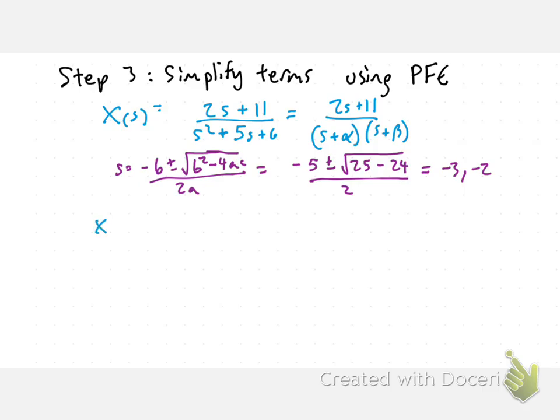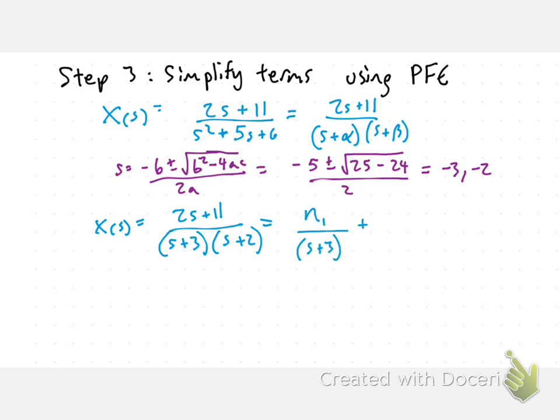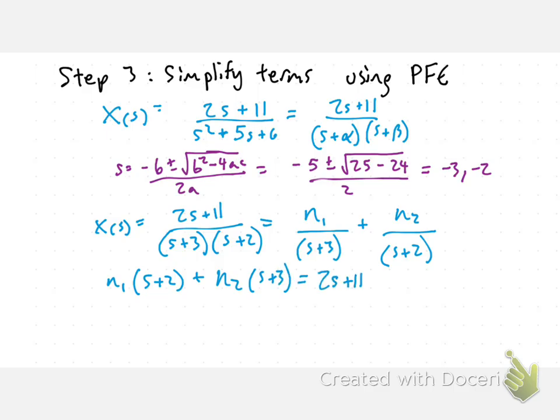And we can go ahead, tell ourselves that X of s is going to be 2s plus 11 over s plus 3, s plus 2. And I'm just trying to come up with some variable names, so I'm just going to say n1, n2. And we know that if we combine them back, we would have n1 times s plus 2 plus n2 times s plus 3 is equal to 2s plus 11. Because we'd have to multiply, and let's again just write some extra.